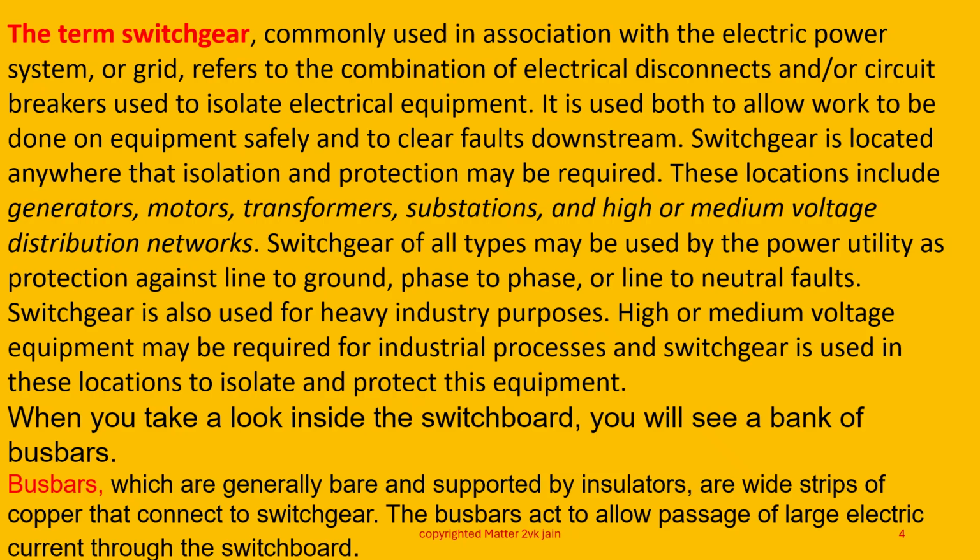Bus bars, which are generally bare and supported by insulators, are wide strip copper that connect to switchgear. Alternatively, we may use aluminum also, but below 10 MVA capacity systems. The busbar acts to allow passage of large electrical current through the switchboard.